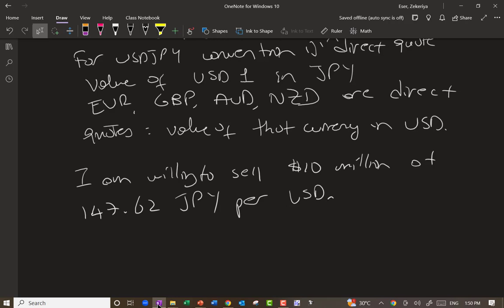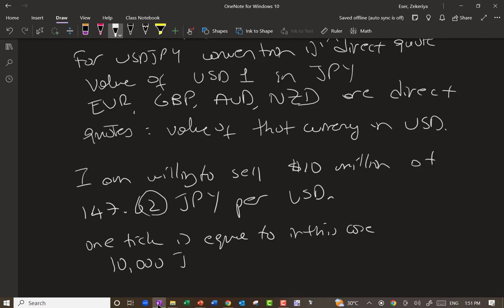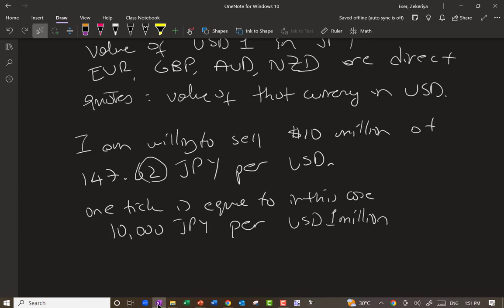At least have one tick. This little fourth number, or in this case, fifth number, is called a tick. At least leave one tick differential. I mean, one tick is equal to, in this case, 10,000 Japanese yen per 1 million. It's basically divide the amount by 100. So 1 million divided by 100 is 10,000. And that's roughly equivalent to, these days, about $70 or so.